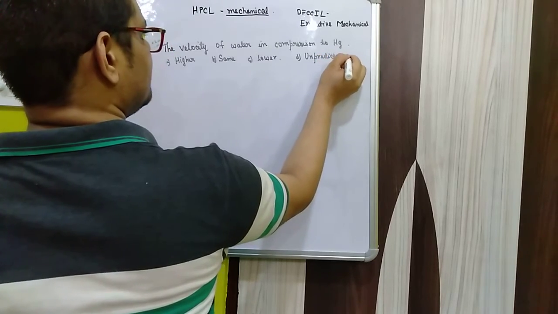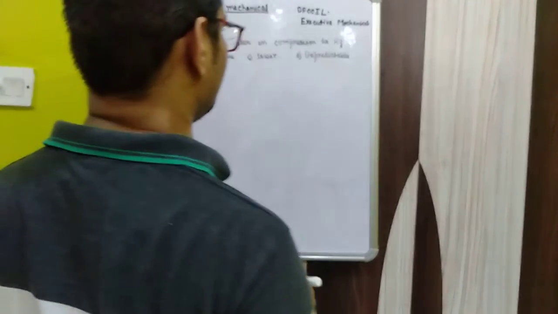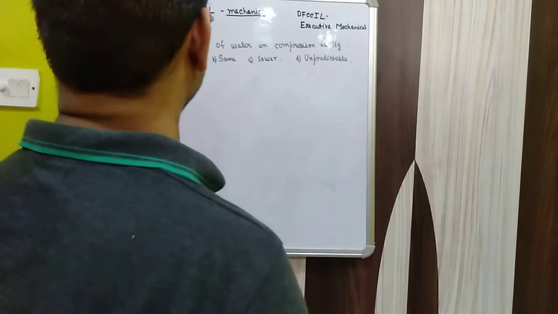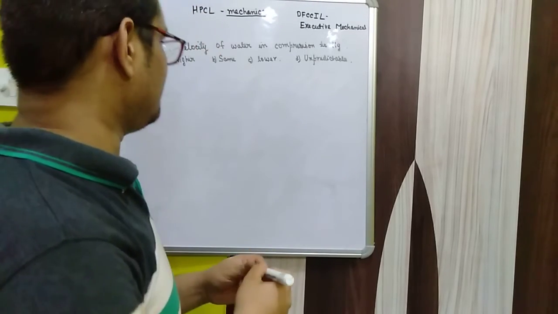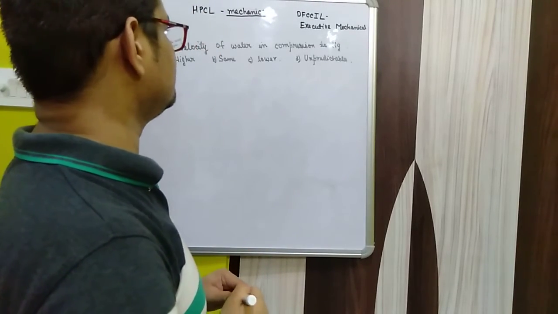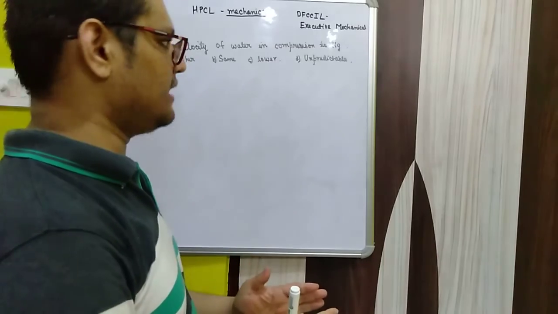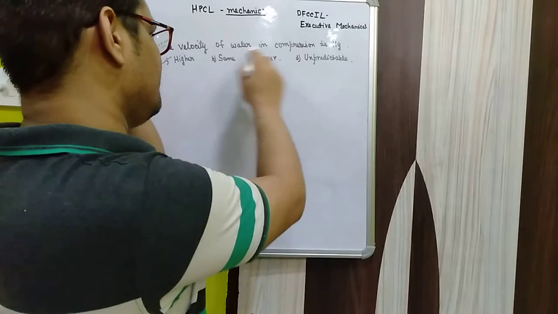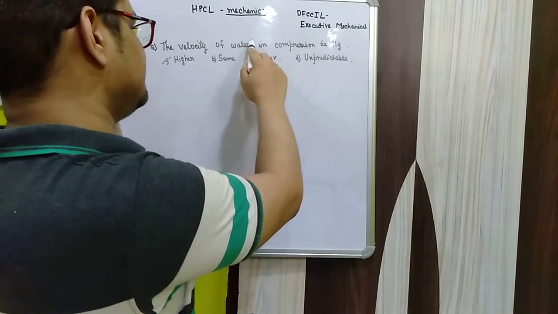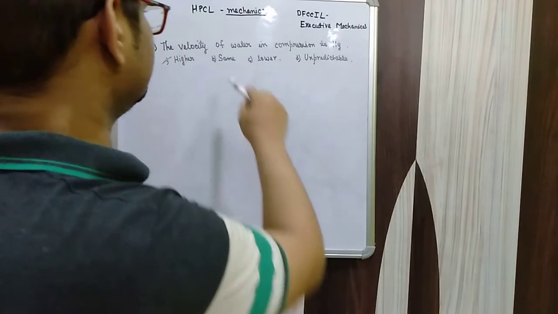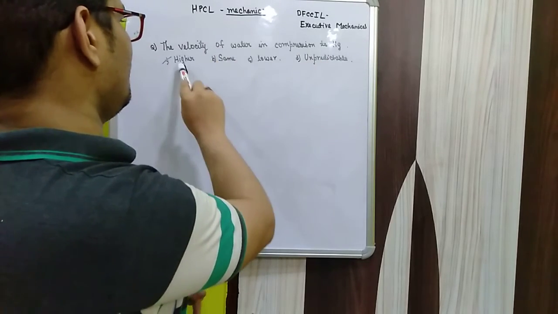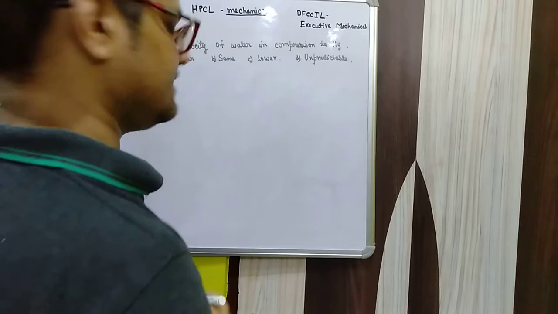So in this question, the velocity of water in comparison to mercury is always higher. What do you mean by velocity? Velocity means the speed at which the liquid flows. As the density of mercury is higher than water, the velocity of mercury will always be lesser than water. So according to this question, the velocity of water in comparison to mercury will always be higher. It was just a basic question.